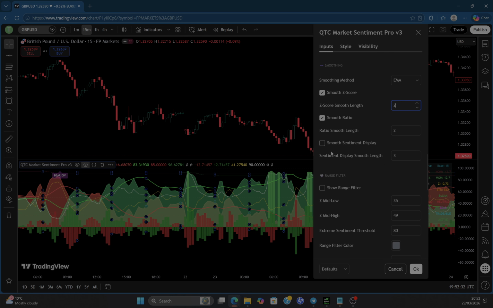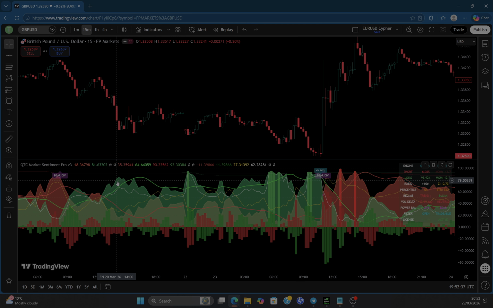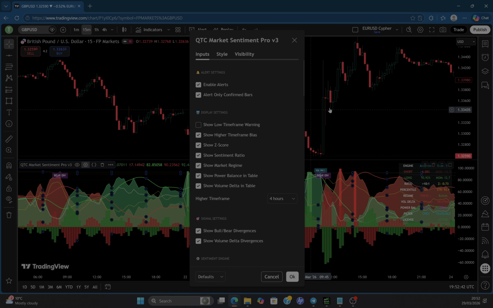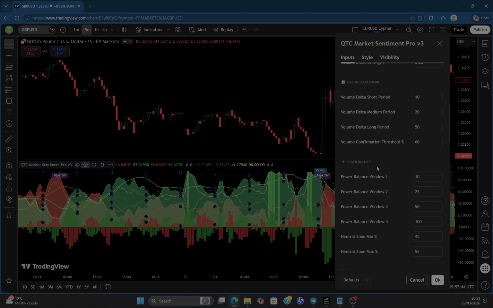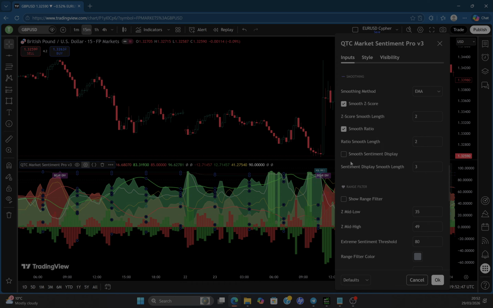You have it. I also added another option where you can smoothen the long and short sentiments. If you scroll down to here, you can select smoothing sentiment display. When you smoothen that, your sentiment is smoothed a little bit. You can increase this if you are a swing trader. But if you are scalping like myself, I'll keep it on 3.